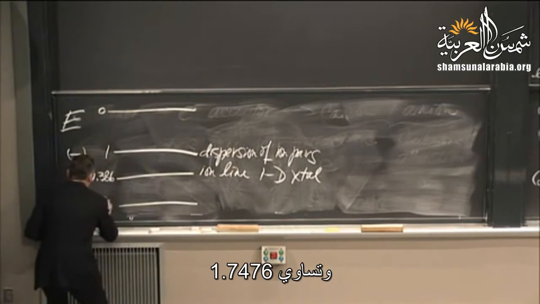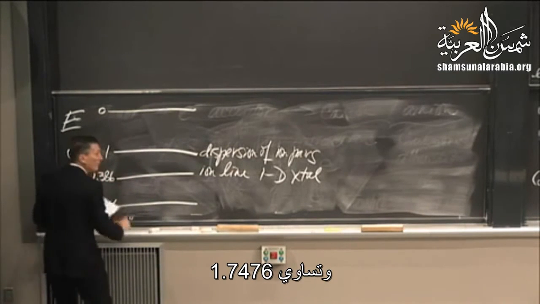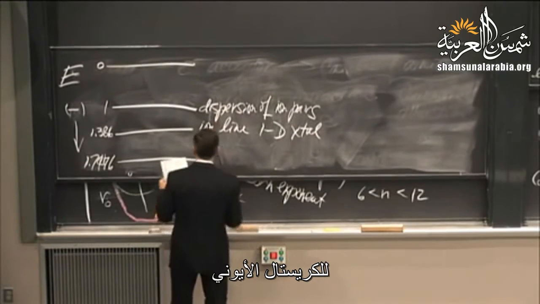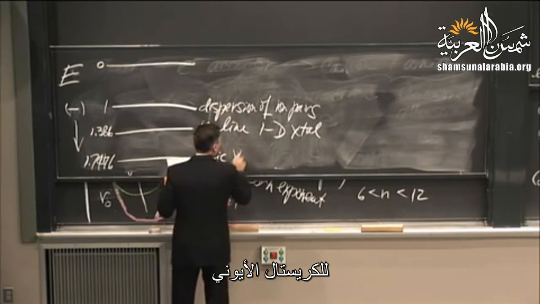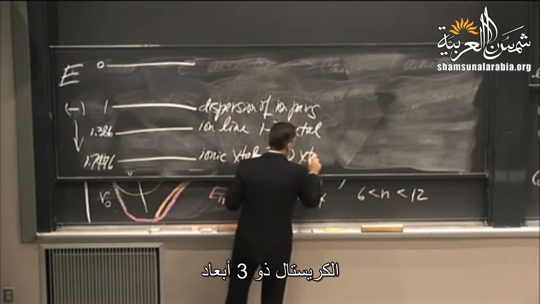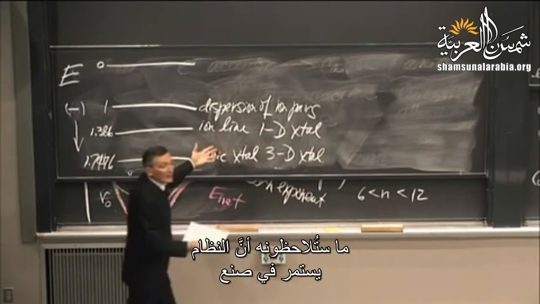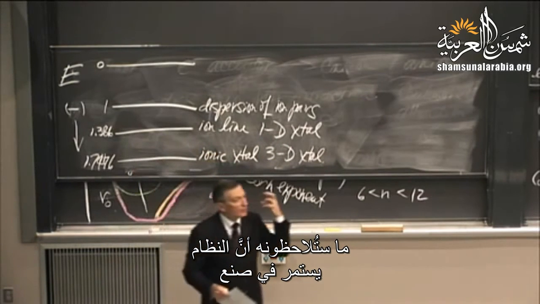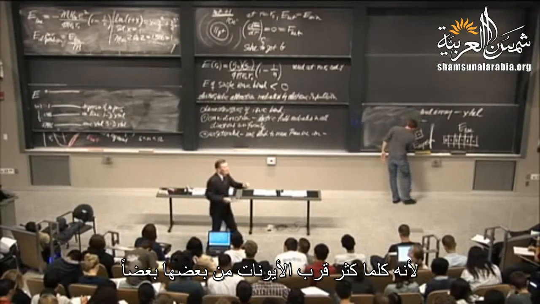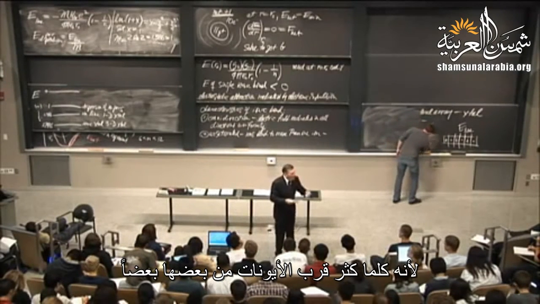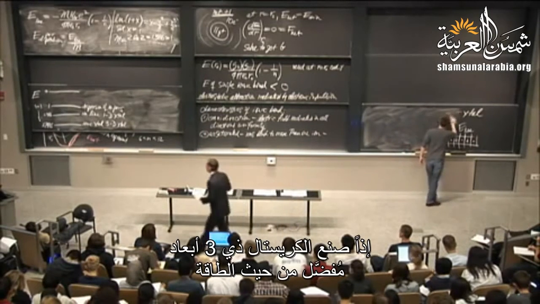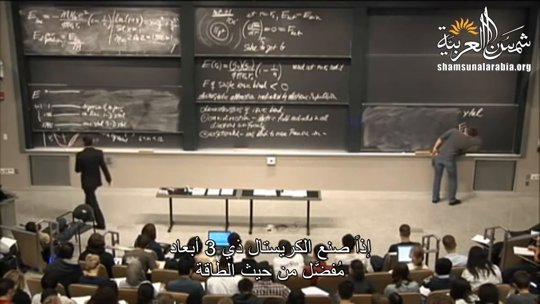It's 1.7476. So this is for the three-dimensional crystal. This is for the ionic crystal, all right? 3D crystal. So what this is showing is that the system keeps making more and more bonds. Why does it make bonds? Because the more nearest neighbors it has, the lower the energy goes. So making a three-dimensional crystal is energetically favored.